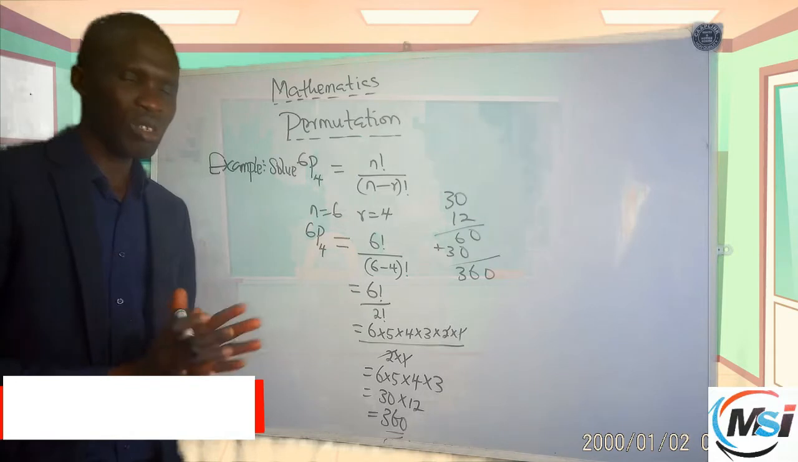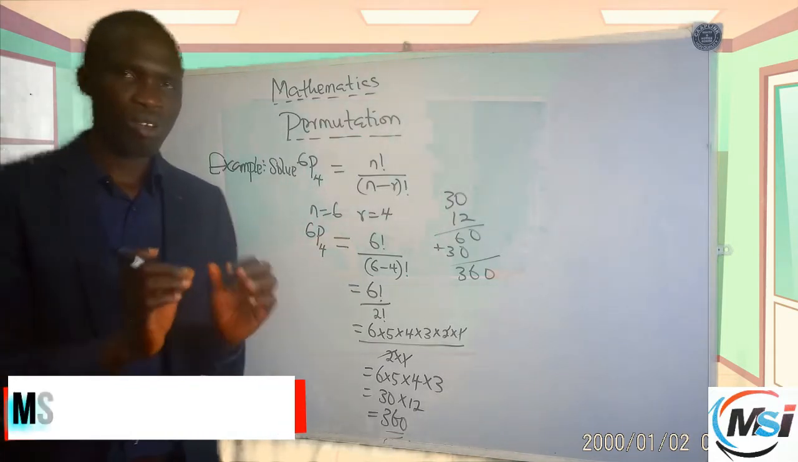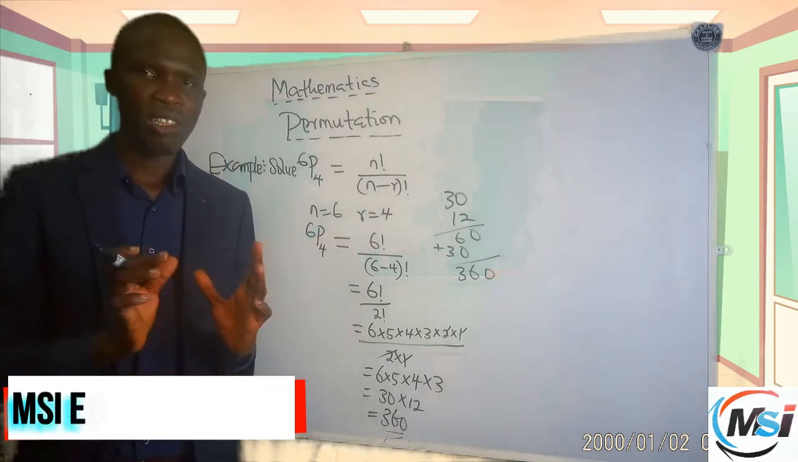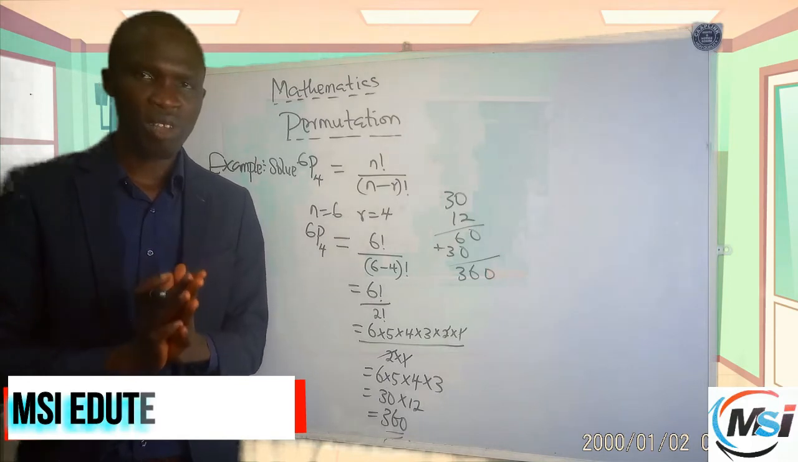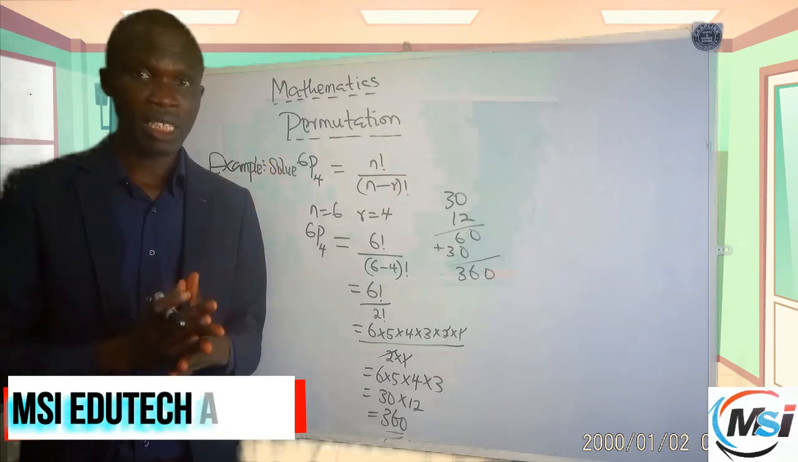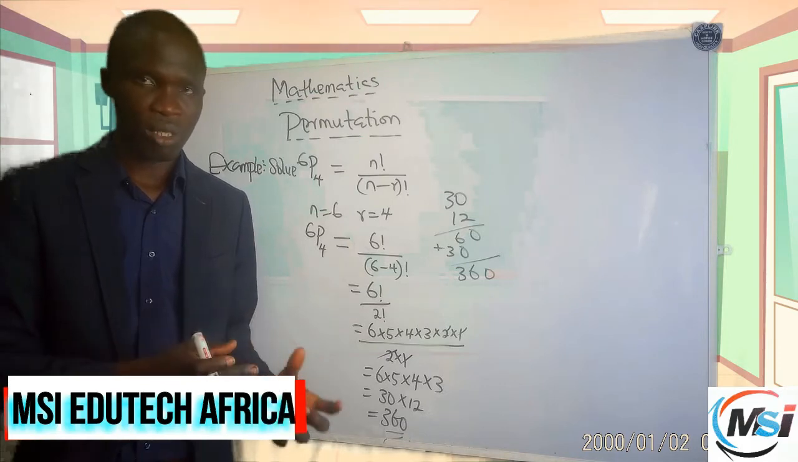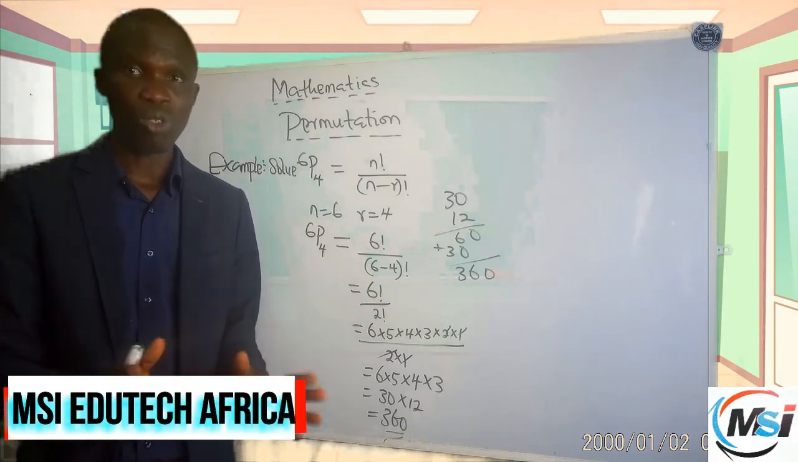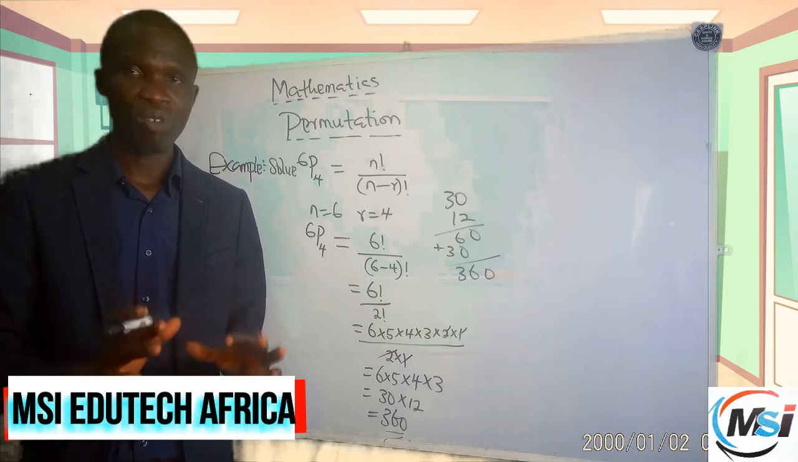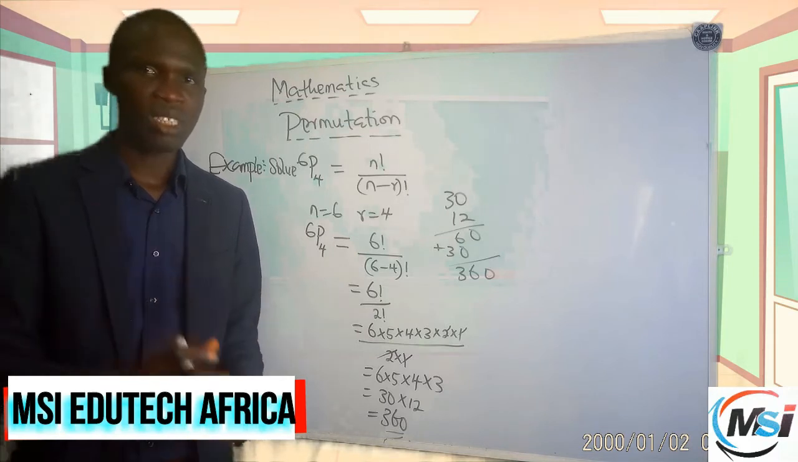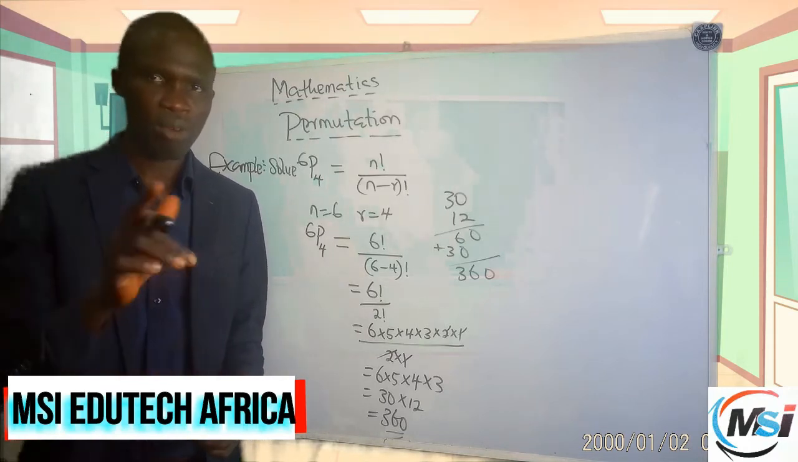Now I want to take you through word problems on permutation. In this type of question, you need to sit down, think, and interpret the question very well. If you can't interpret the question, you will not know what to do. And I believe you are going to pay attention, right? So let's see this type of question. I'll be right back.